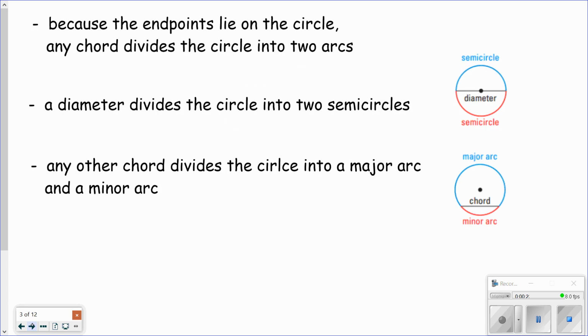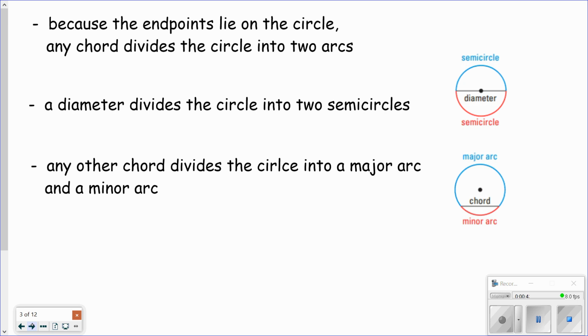So here are some definitions or properties of chords. Because the endpoints lie on the circle, any chord divides the circle into two arcs. A diameter divides the circle into two semicircles, and any other chord divides the circle into a major arc and a minor arc.